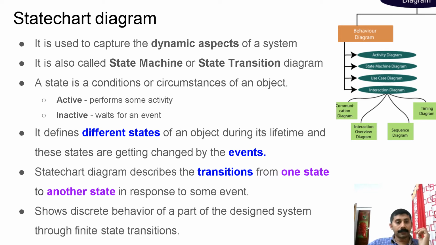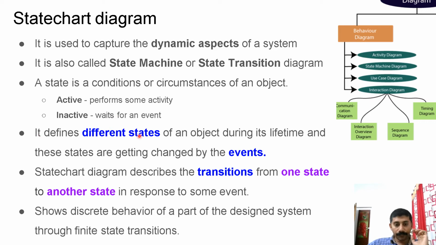The next diagram is the state chart diagram, or state machine diagram. It is also a behavior diagram. It is used to capture the dynamic aspects of a system. It is also called a state machine or state transition diagram. A state is a condition or circumstance of an object. Usually, the state will be active, that means it is performing some activity. Inactive means it waits for some event. So normal states will be active or inactive.